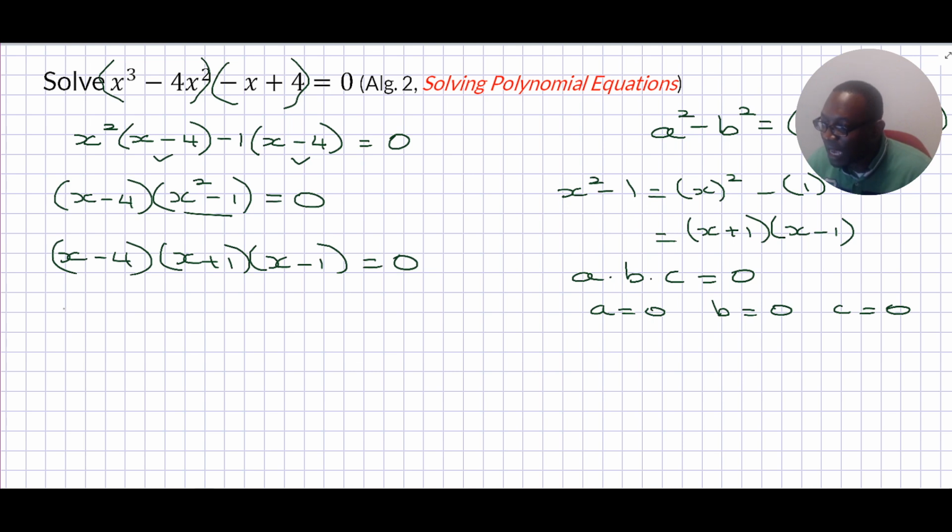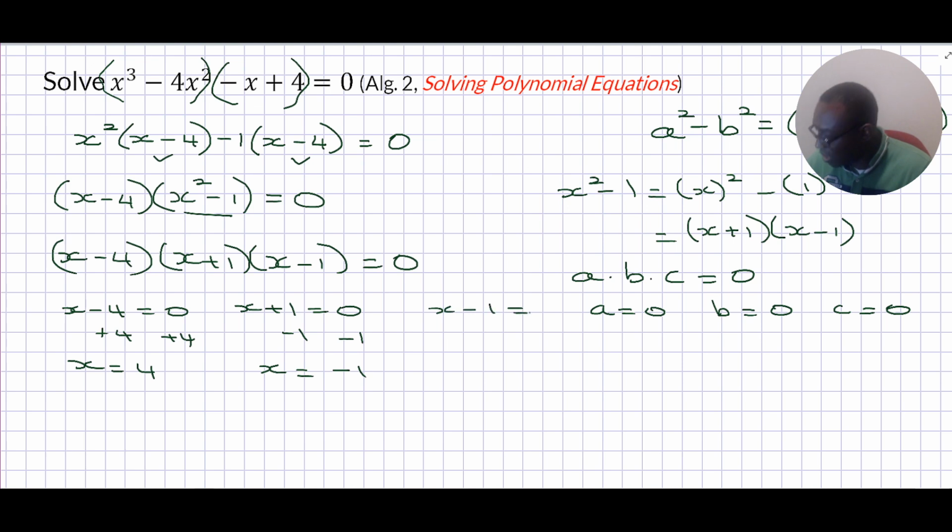So we have x minus 4 equal to 0. We add 4 to both sides. So x equal to 4. We have x plus 1 equal to 0. We subtract 1 from both sides. So x equal to negative 1. Then x minus 1 equal to 0. We add 1 to both sides. So x equal to plus 1.